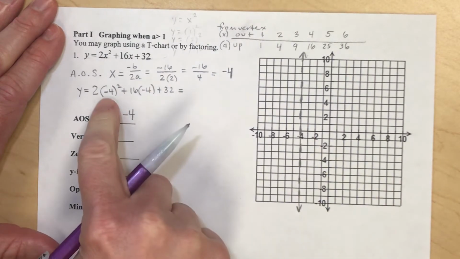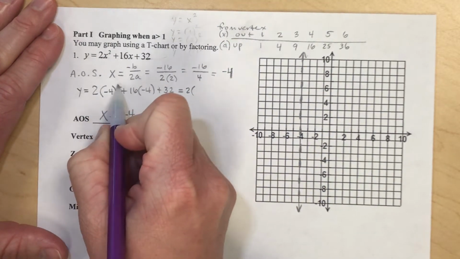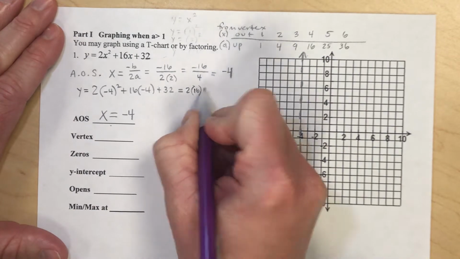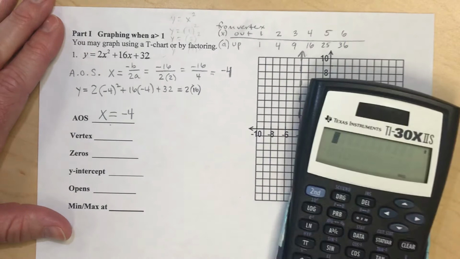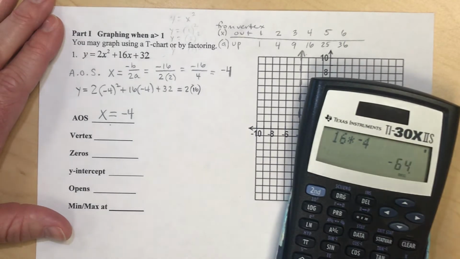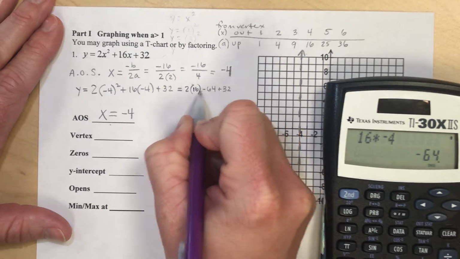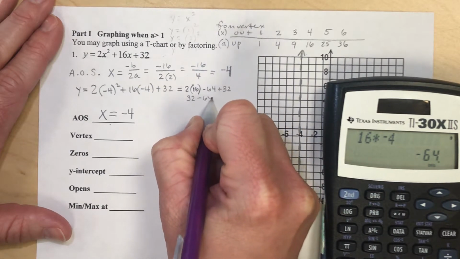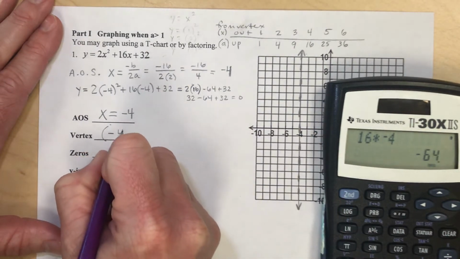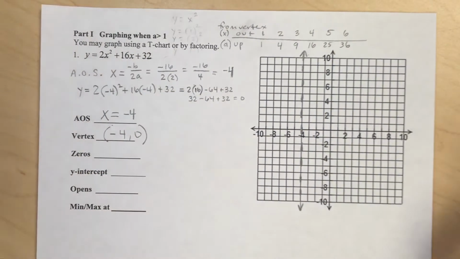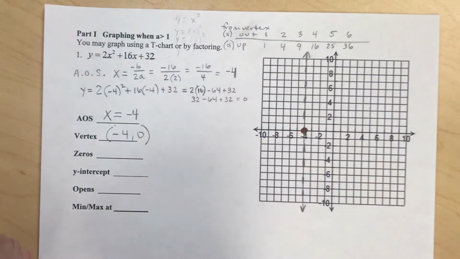And now what I'm going to do is take negative 4 times negative 4. I have to do my exponent first. That's going to be 16 positive, because a negative times a negative makes positive. And then 2 times 16 is 32, and 32 times... actually 16 times negative 4 is going to get me negative 64, and then we'll add 32. So I have 32 minus 64 plus 32. I'm going to get 0 there. So my vertex was negative 4, comma 0. So I'm actually going to plot that point here on my grid. There's going to be my vertex.